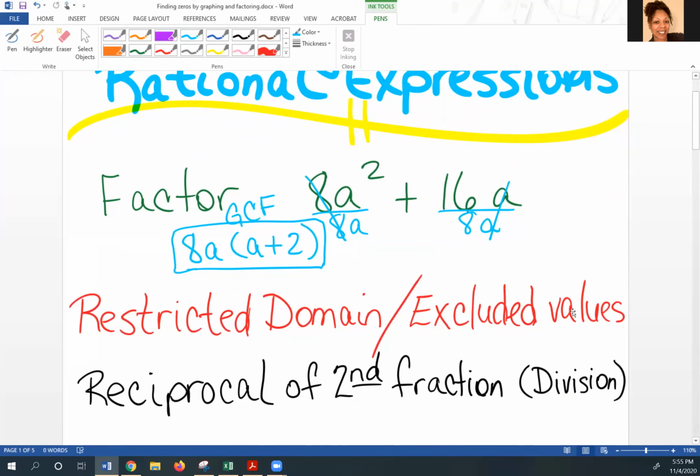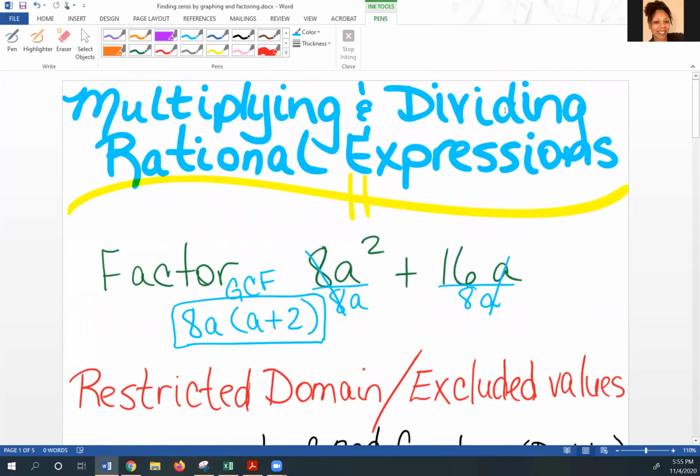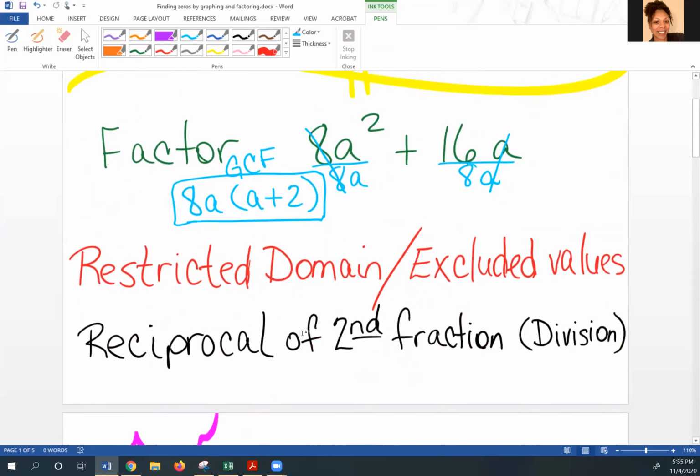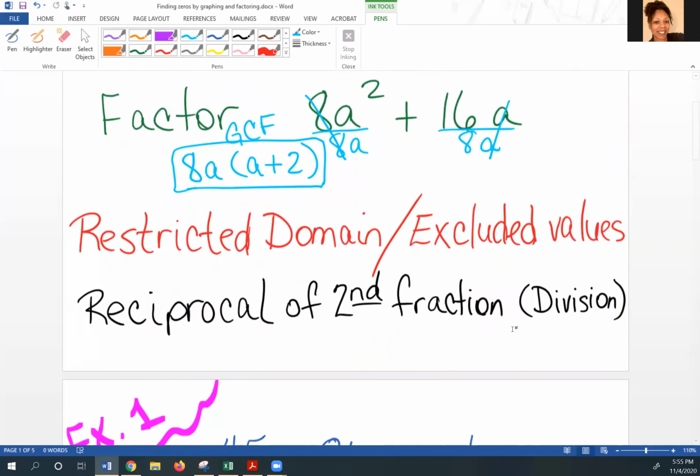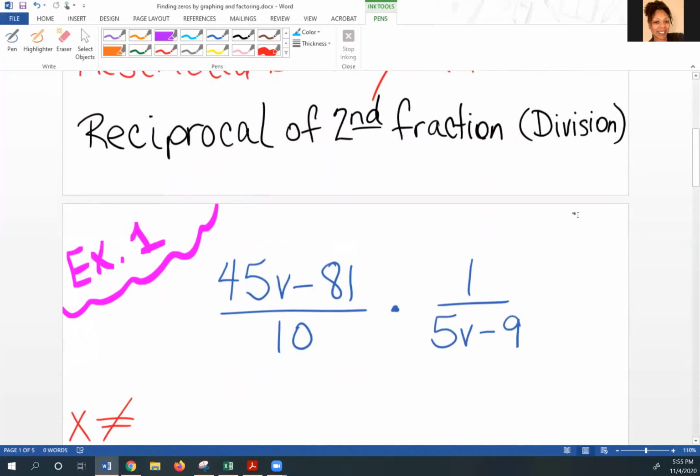Another thing you have to be aware of is, since we're multiplying and dividing, when you're dividing, your second fraction is actually going to be a reciprocal. You have to take the reciprocal of it. You'll see what I'm referring to once we start working on the actual problems. And then that division sign will turn into a multiplication sign.